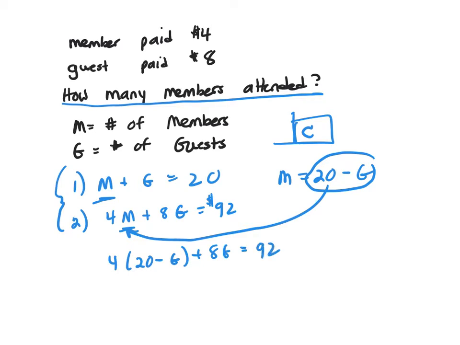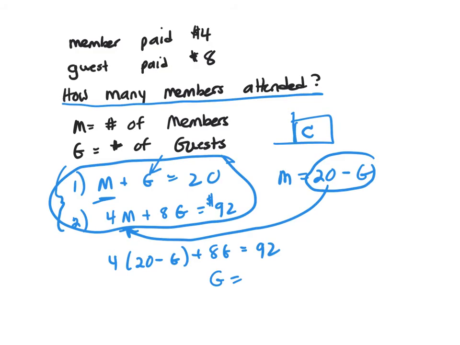You could solve this equation for G and then plug that back in this equation, and you could find the number of members. Answer C takes both clues together to answer the question.